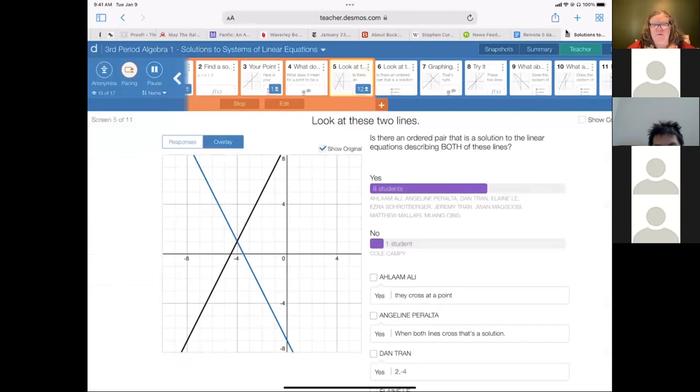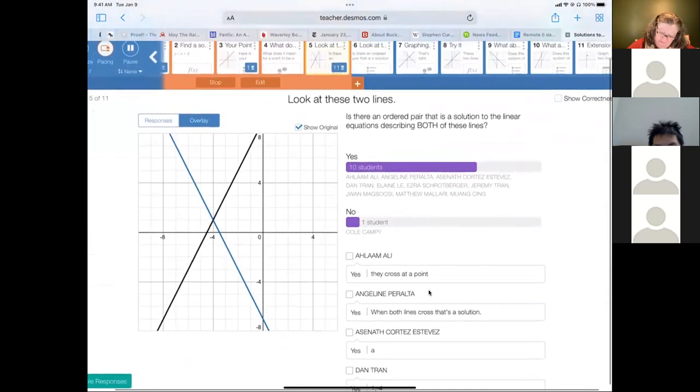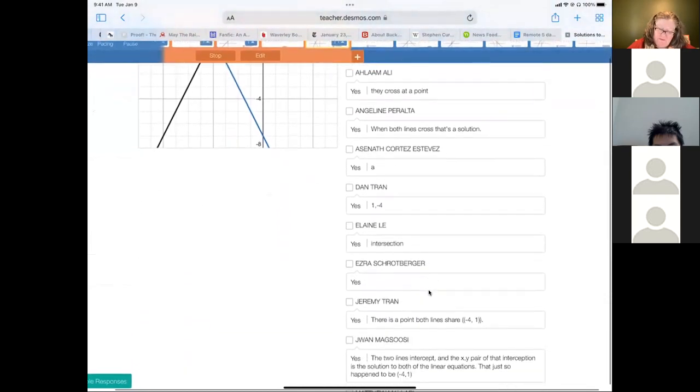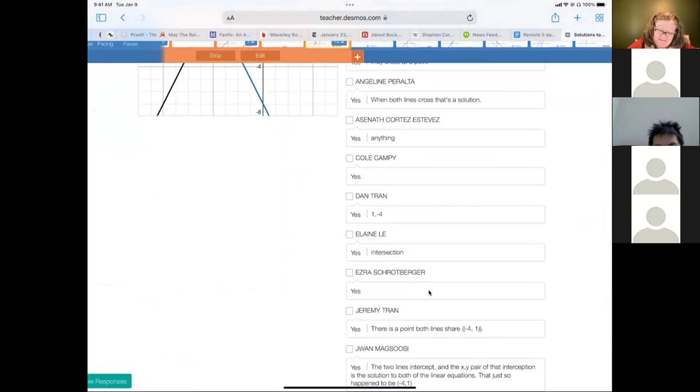So here's what this looks like. We've got a blue line and a black line. Most people are saying yes, they believe that there is a solution for this. Aklam has said they cross at a point. Angelina said when both lines cross, that's a solution.